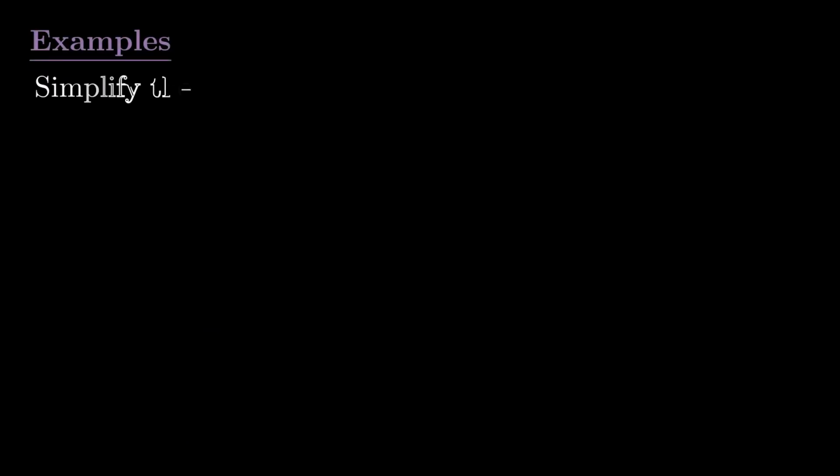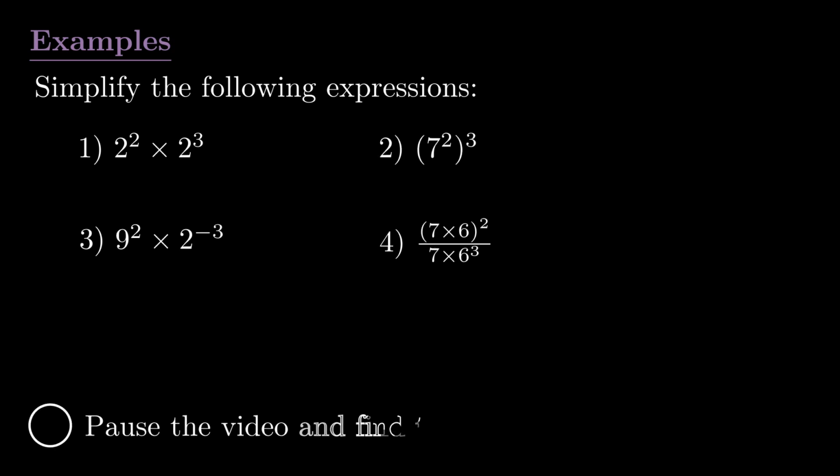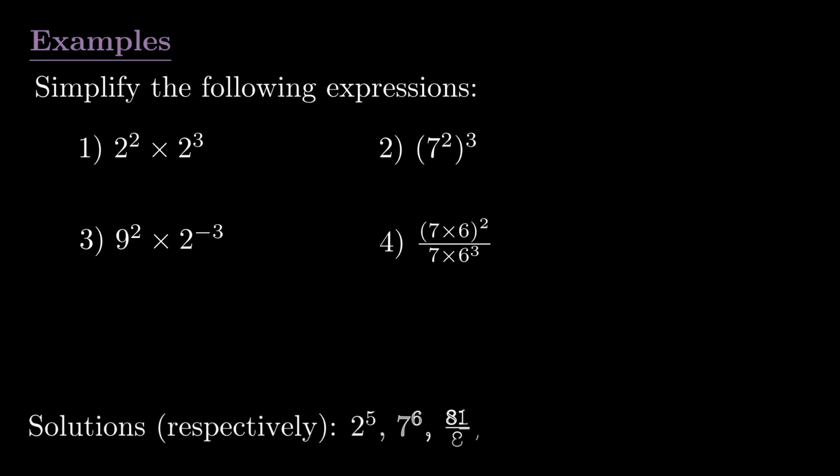So now it's your turn to use these rules. Simplify the following expressions. Here you have 4 different expressions, and your goal is to simplify them by using the rules that we just saw earlier. So pause the video and try to find the solutions. If you found the solutions, congratulations. They are respectively 2 to the power of 5, 7 to the power of 6, 81 on 8, and then 7 on 6. If you are not able to do it, no problem, we'll see them in the next scene.